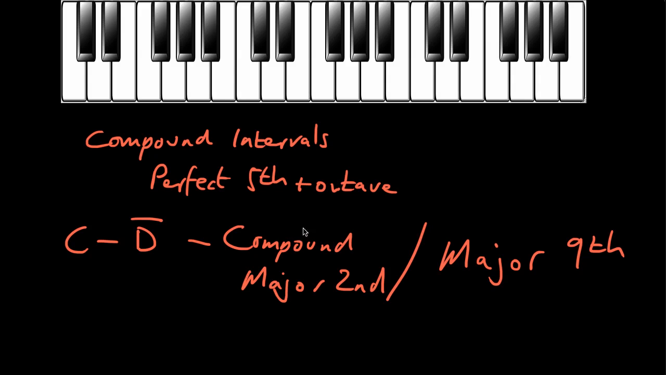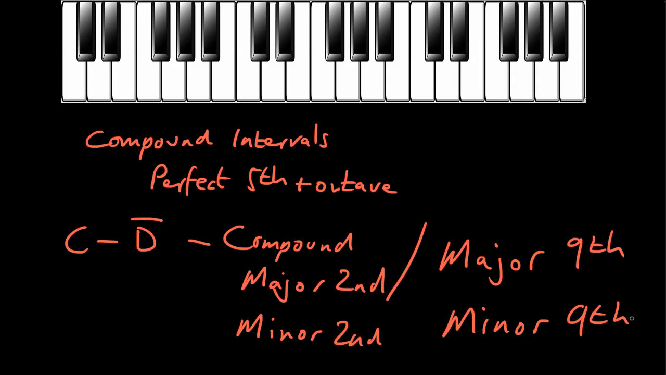And just the same way we could have a major and minor second, we could have a compound minor second, which would be an octave plus a minor second, or we could have a minor ninth. And no prizes for guessing what we would do to our major ninth to make a minor ninth. We just make it one semitone smaller. And that gives us our minor ninth.